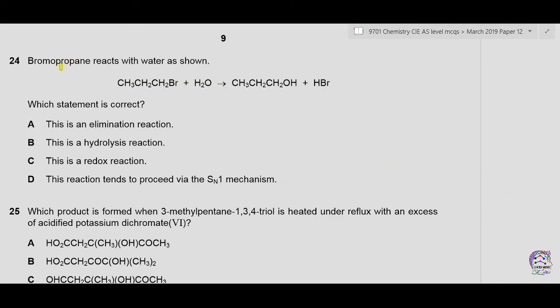Question number 24. Bromopropane reacts with water as shown. This is the chemical reaction. We can see that bromine is being replaced by OH. Which statement is correct? A. This is an elimination reaction. As we know that Br is being replaced by OH, so this is not elimination, it is substitution. For elimination, we would need ethanolic sodium hydroxide.